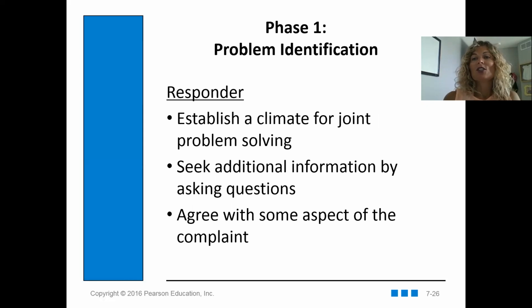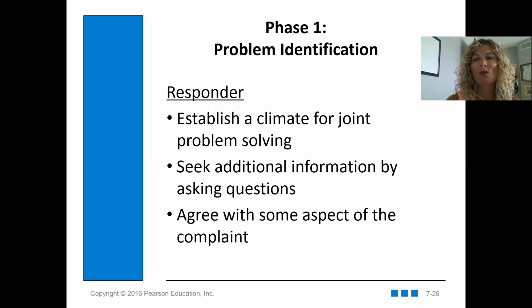Now, if you're the responder, so if someone approaches you about a particular conflict, making sure that you're open and willing to listen to what the initiator in this case has to say. So you want to establish that type of climate for problem solving, and so this is really trying not to get defensive, asking questions to seek additional information, especially if they're not being very descriptive, asking those questions to try to get more specifics from the other person, and try to agree with something that they're saying.